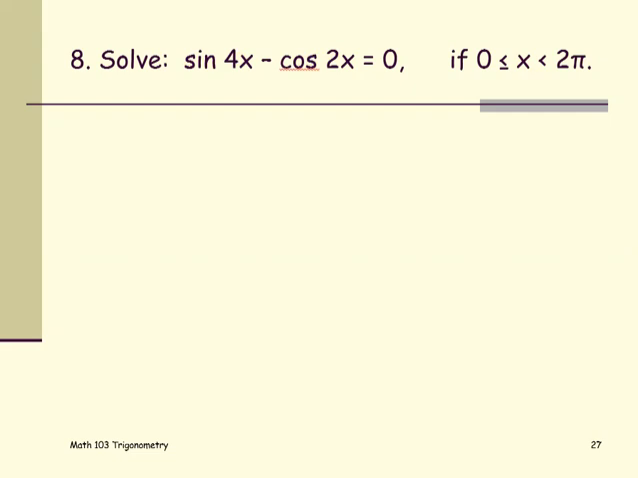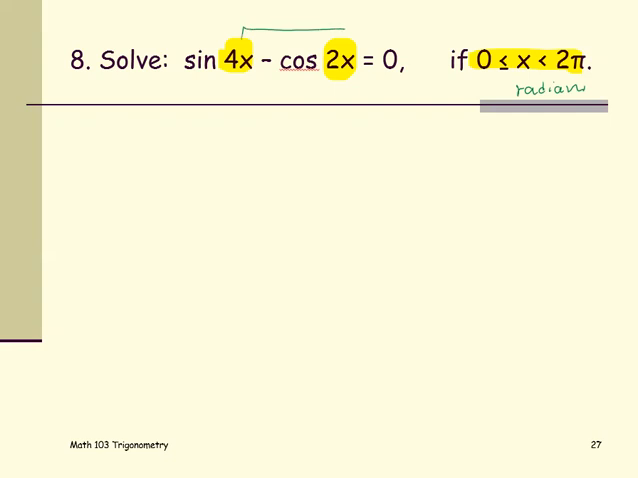For this problem, we are going to solve the equation sine of 4x minus cosine of 2x equals 0 if x is greater than or equal to 0, less than 2 pi. The interval for the x indicates that x must be in the radian form. From what we have, sine of 4x and cosine of 2x.